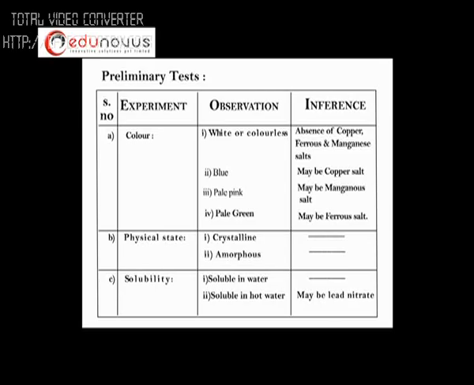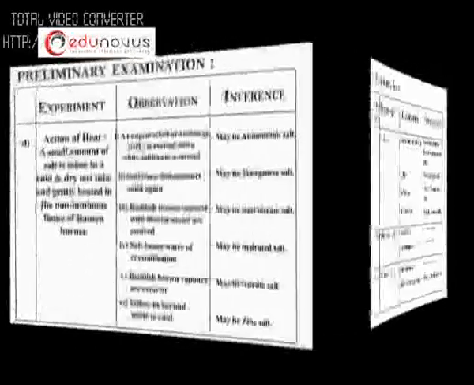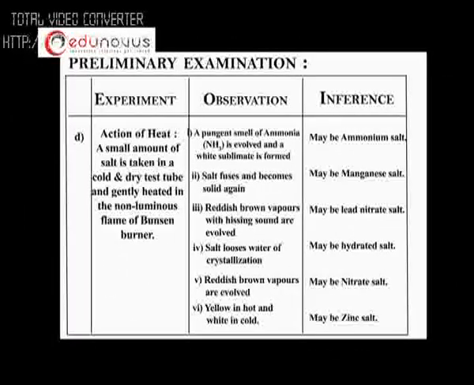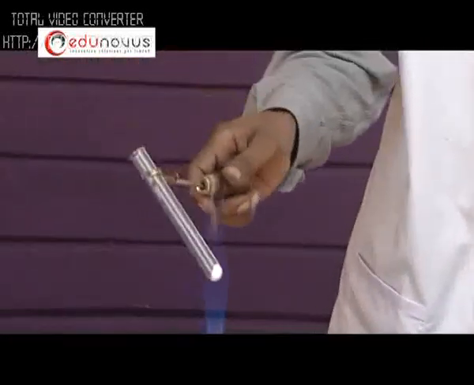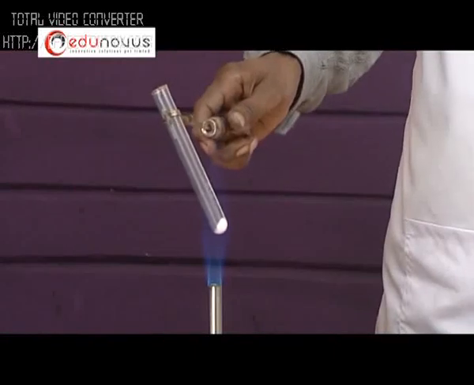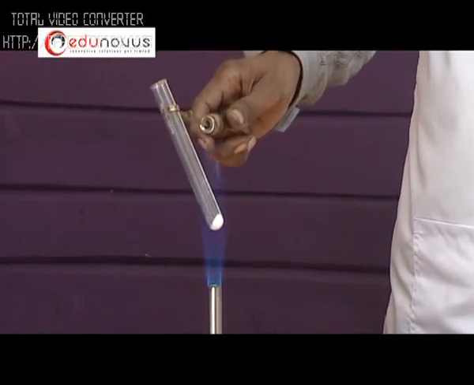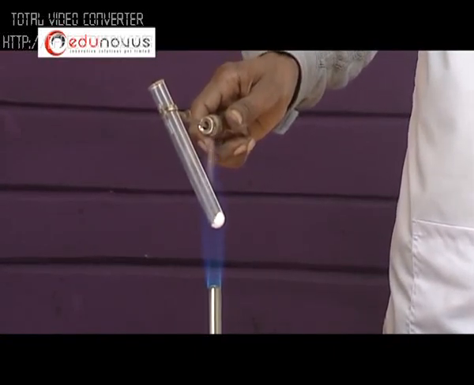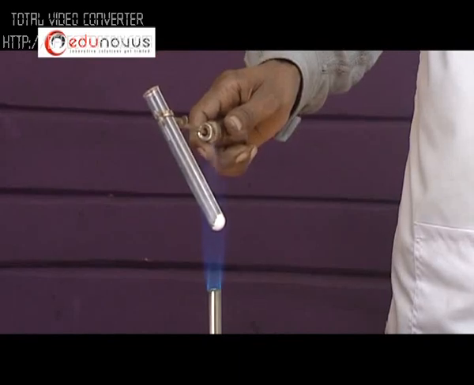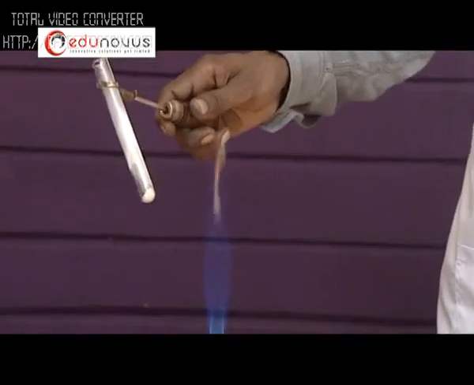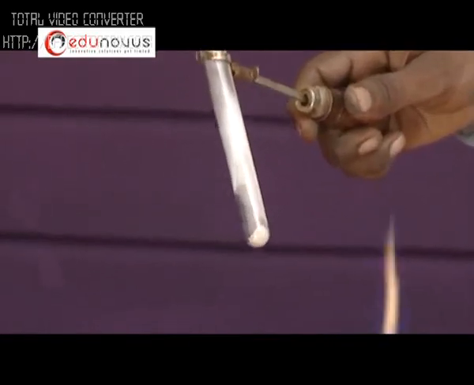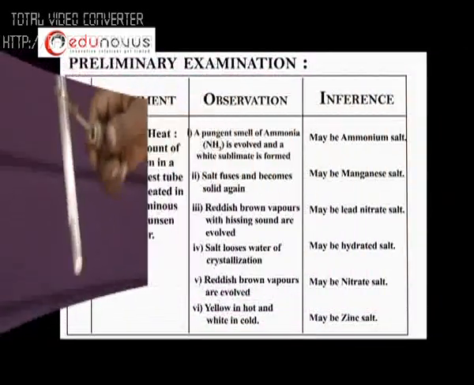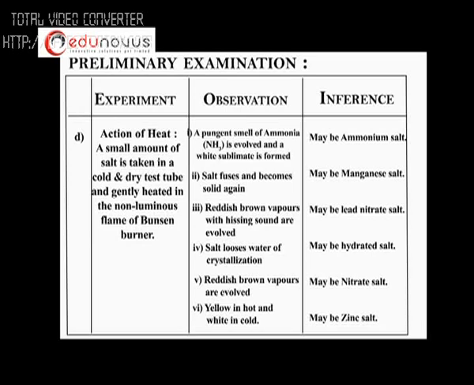Now, the next test in the preliminary examination is action of heat. A small amount of the given salt is taken in a dry and clean test tube and it is gently heated with the help of a non-luminous flame of the Bunsen burner. A pungent smell of ammonia is evolved and a white sublimate is formed. Therefore, the inference is it may be an ammonium salt.